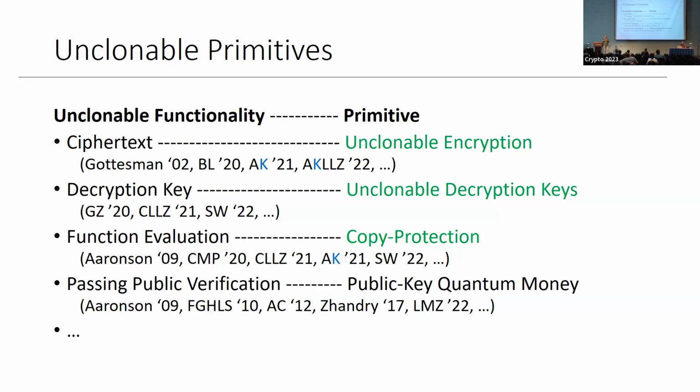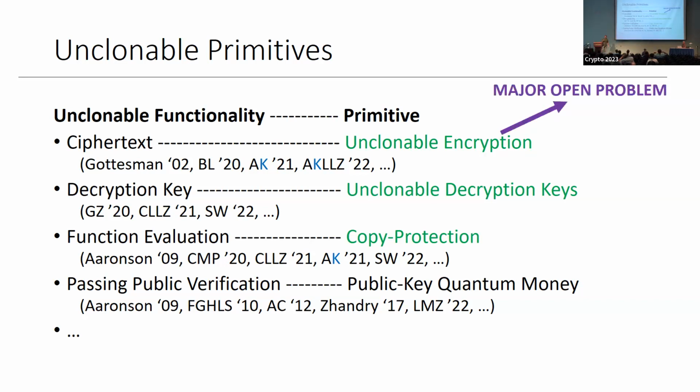Now, depending on the functionality we consider in the partial cloning, we get different unclonable primitives. For example, if you take an encryption scheme, and being a valid ciphertext or being a valid decryption key is the functionality you consider unclonable, we get primitives such as unclonable encryption and unclonable decryption keys. Similarly, if evaluating a hidden function on a given input is your unclonable functionality, it gives us quantum copy protection. And the list goes on with public key quantum money and so on.